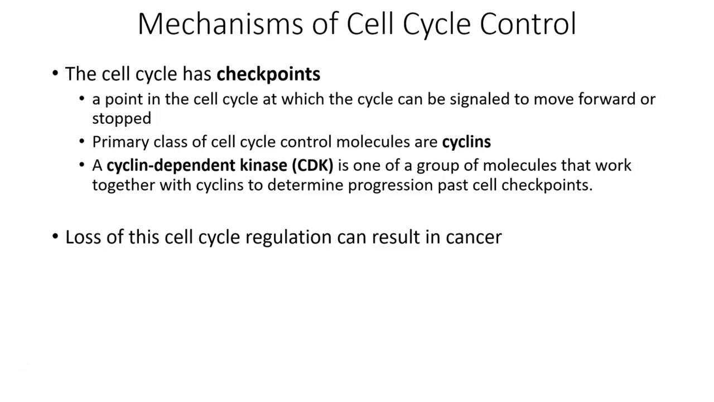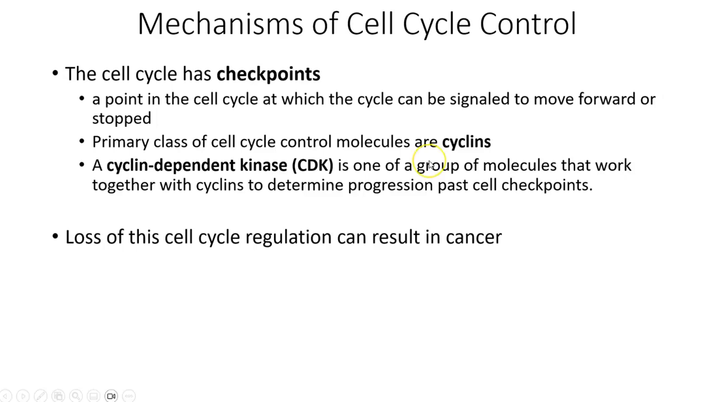The main molecule responsible for this cell cycle control is called cyclin. There are multiple types of cyclins. One group is cyclin-dependent kinases, or CDK. This is a group of molecules that work together with the cyclins, so cyclin-dependent. It depends on those cyclin molecules. Together, these molecules are going to determine what the cell is doing throughout the cell cycle. Does it get past that checkpoint or not?